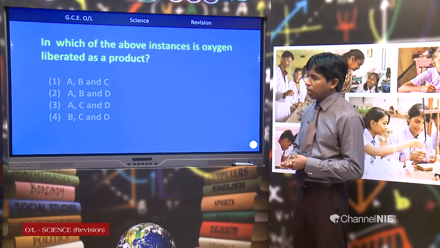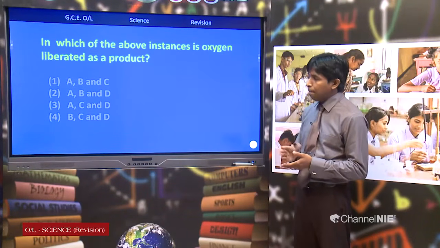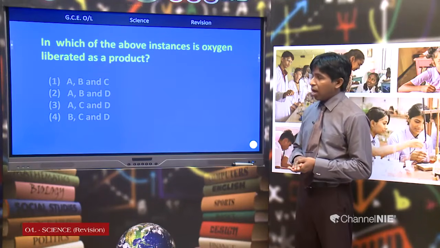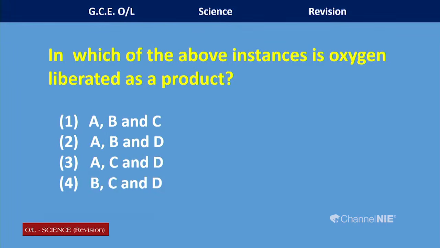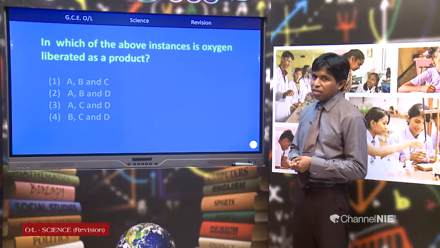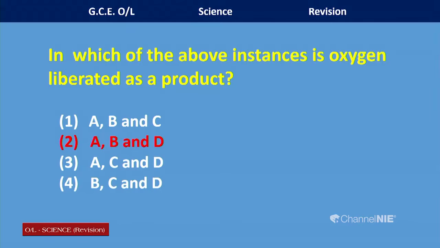The answer we discussed earlier: out of the four reactions, A, potassium permanganate decomposition, oxygen is given out, therefore A is correct. B, hydrogen peroxide decomposition, oxygen is given out, B also correct. And C, decomposition of calcium carbonate, liberates carbon dioxide, not oxygen. D is electrolysis of water. So, the answer will be A, B and D. C cannot be taken because in calcium carbonate decomposition, CO2 is given out but not oxygen, but the question asked which gives oxygen as a product. So, the answer will be the second option, A, B and D.